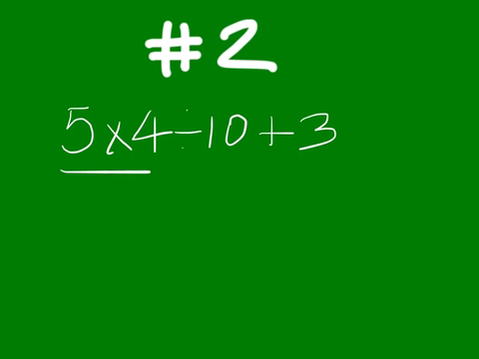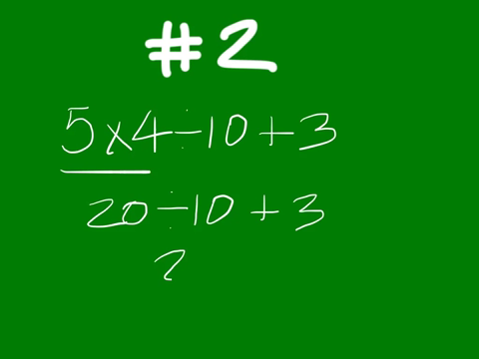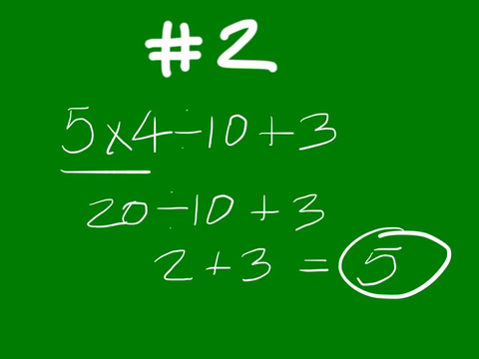You must do 5 times 4. 5 times 4 is 20. 20 divided by 10 is 2. The answer should be 5.